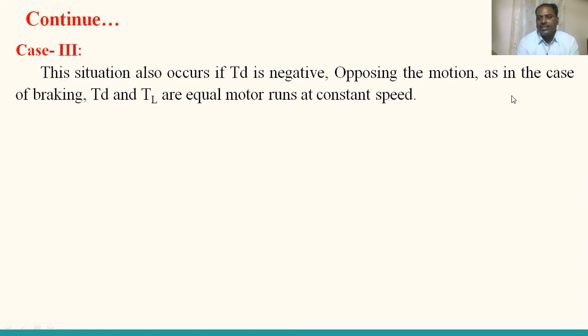The third case is where TD and TL are equal, and the motor runs at constant speed. That is, if TD equals TL, dω/dt is equal to 0 and ω is constant. Therefore, the drive maintains a constant speed.